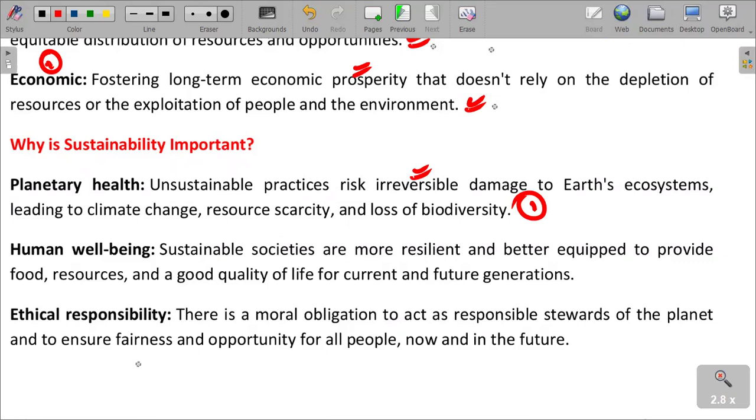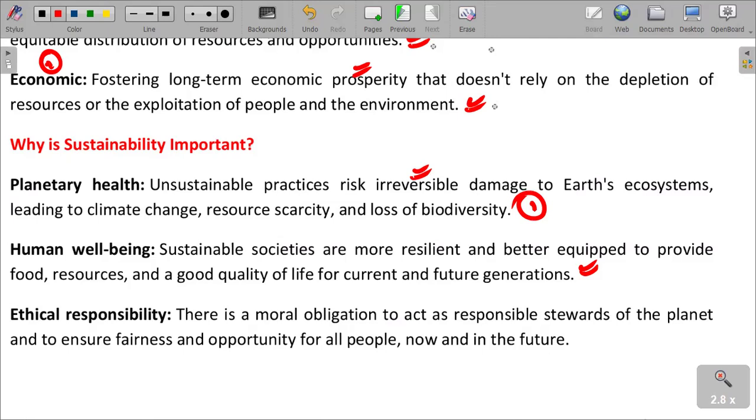And then obviously, it is important for human well-being. Societies are more resilient and better equipped to provide food, resources, and good quality of life for current and future generations. For us to keep on having a healthy nation, people must be able to live a good quality of life. They are able to have resilient and better skills. There are better resources. There is food. And also, naturally people are happy.